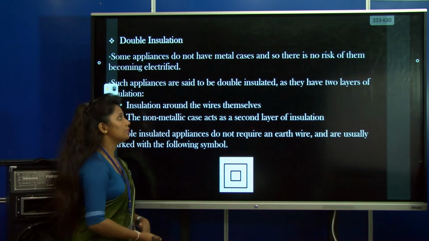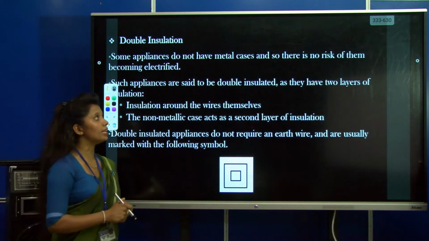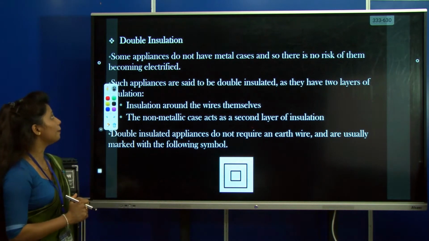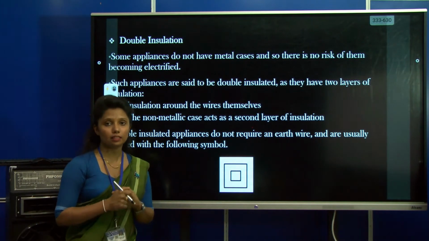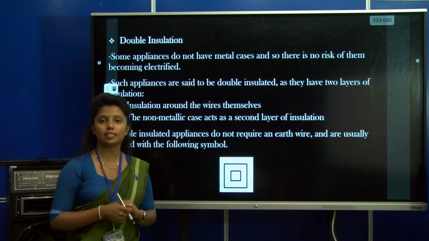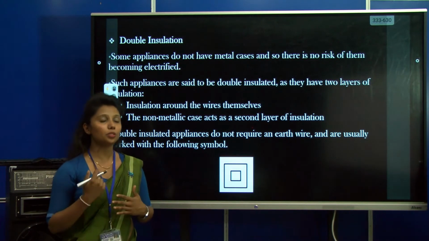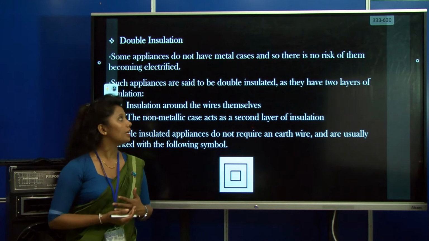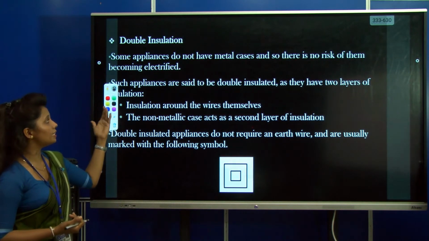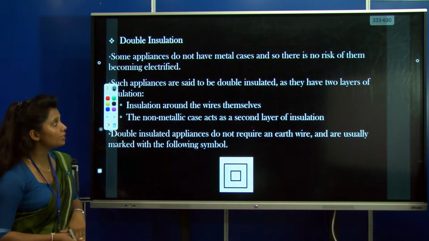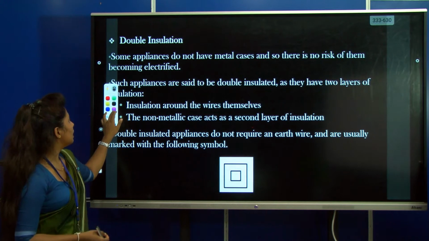Double insulation. Some appliances do not have metal cases, and so there is no risk of them becoming electrified. You know, metal is a good electricity conductor, so we can't use metal to make such electric appliances. Here they are telling that such appliances are said to be double insulated, as they have 2 layers of insulation.